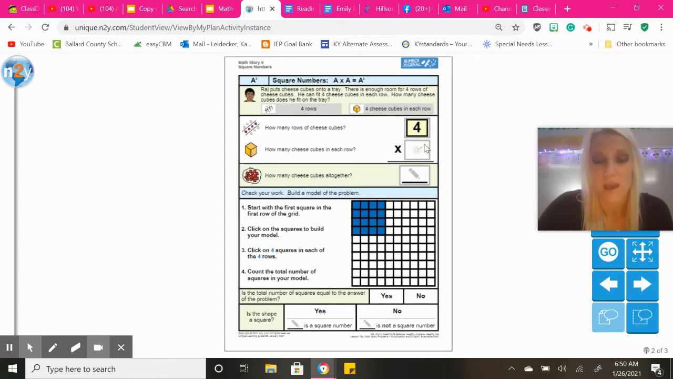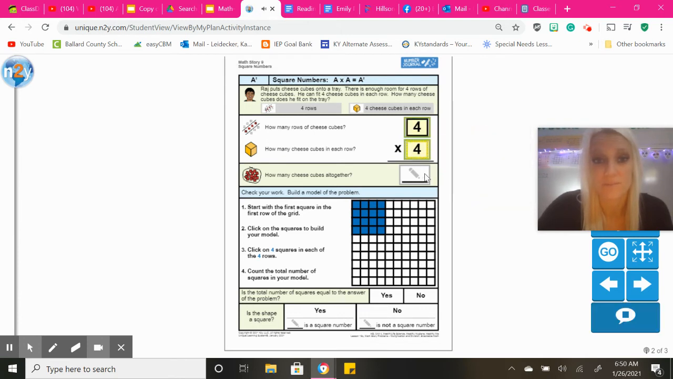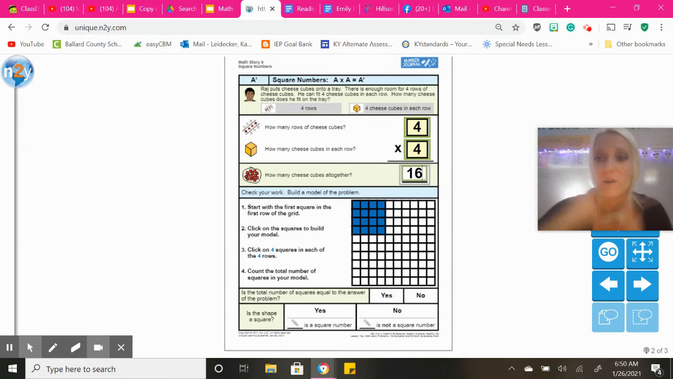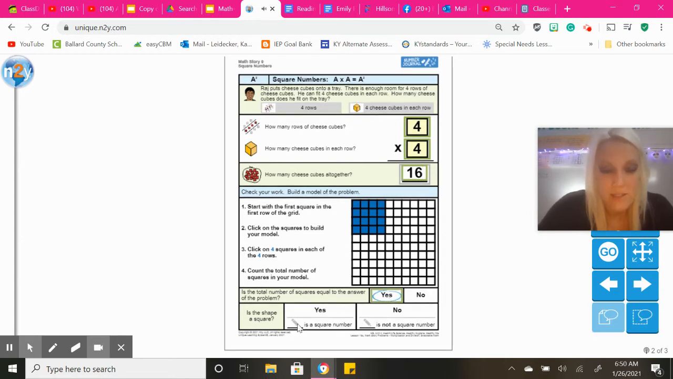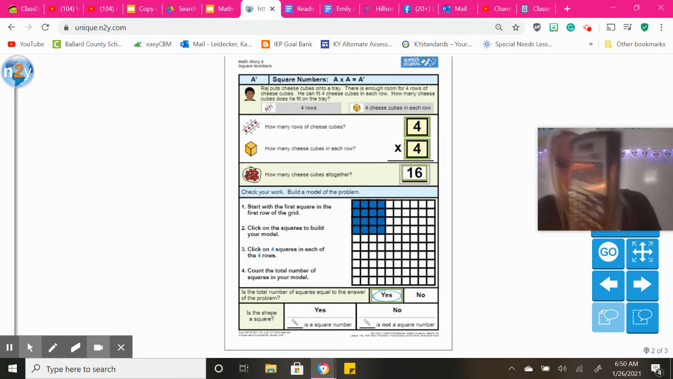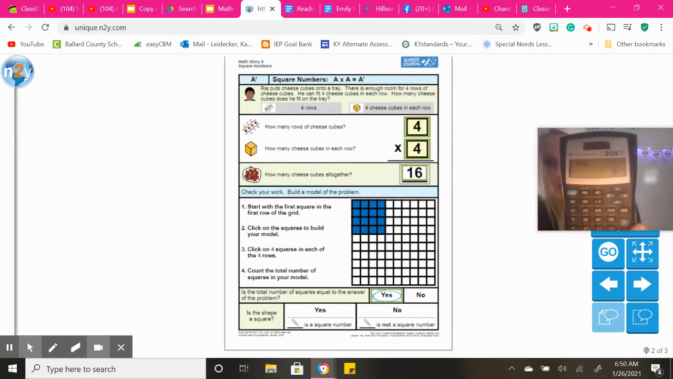Well, there's 4. How many cheese are in each row? 4. Now 4 times 4 is 16. It's asking, is the total number of squares equal to the answer of the problem? So I have 4, 8, 12, 16. So yes. So is 4 a square number? Can we do 4 times 4? 4 times 4 is 16.